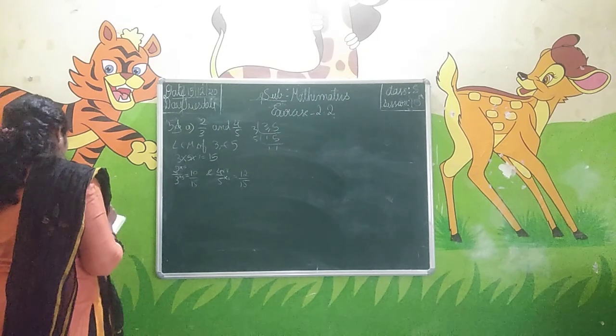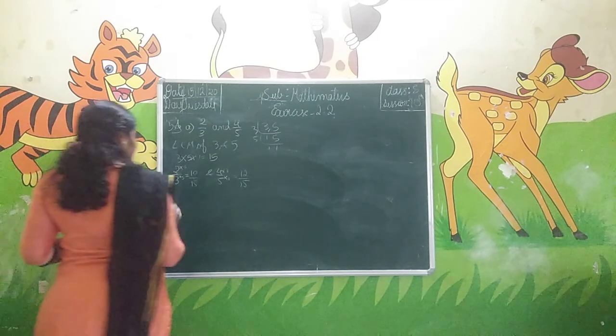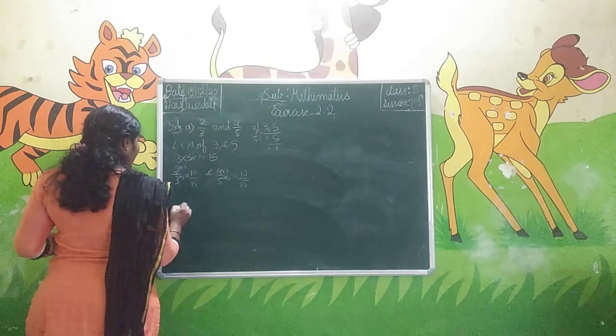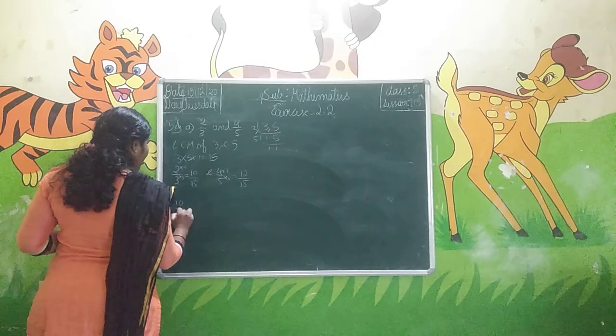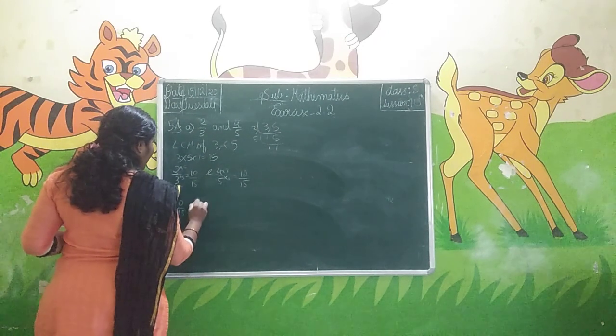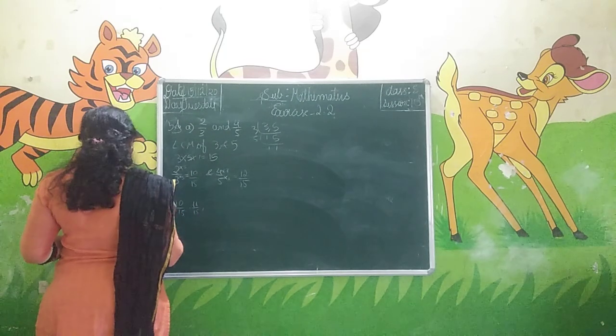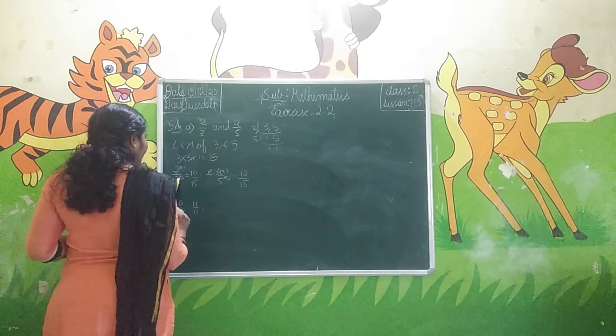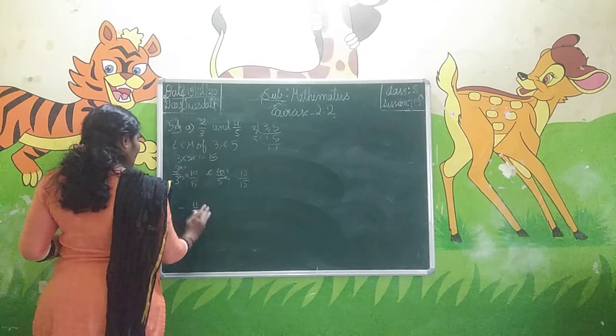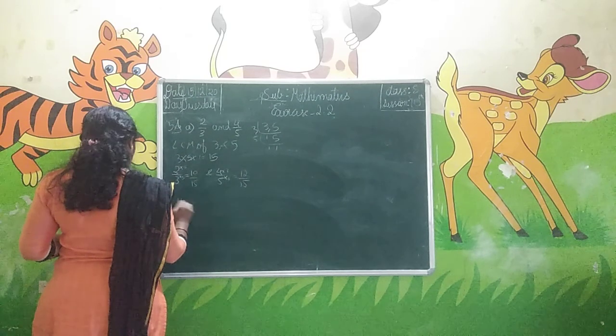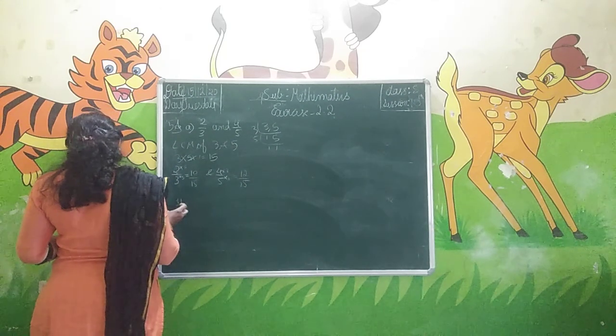But in this also we get only a few numbers. See here, 10 by 15, comma, 11 by 15, comma. Okay, we will get only one number between them. We should not take 10 by 15, we have to take only 11 by 15.